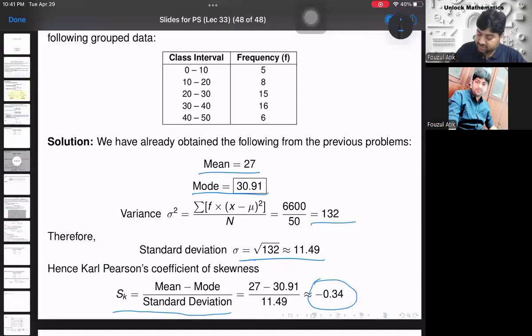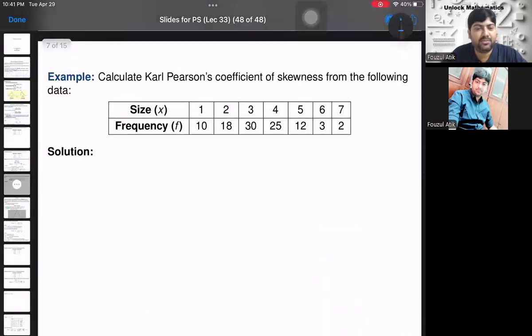Then if you have understood, you can easily find the Karl Pearson coefficient for this data also. It is actually an ungrouped data. So the mean you can easily find out, the mode also you can find, then the variance you can do, right? So take this one as your practice problem. Please solve it on your own. Pause the video, keep the screen open, and please solve it.